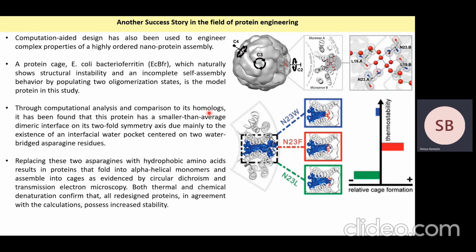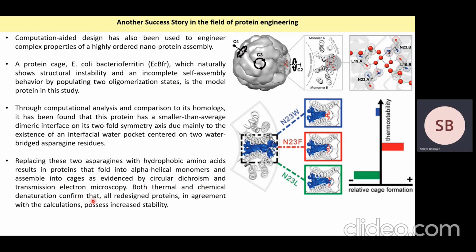Through computational analysis and comparison to its homologs, it has been found that this protein has a smaller than average dimeric interface on its twofold symmetry axis, mainly due to the existence of an interfacial water pocket centered on two water-bridged asparagine residues. The water pocket is shown here between the two asparagine residues labeled N. Replacing these two asparagine residues with hydrophobic amino acids like tryptophan or leucine results in proteins that fold into alpha helical monomers and assemble into cages, as evidenced by circular dichroism and transmission electron microscopy.